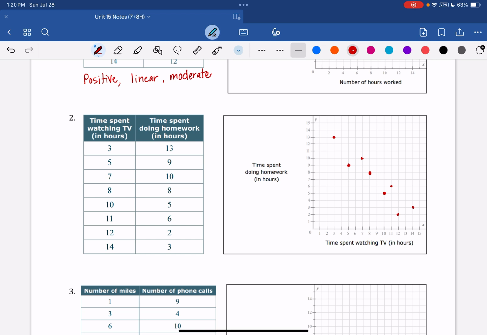That looks like it is negative and linear. And I'd say moderate again.